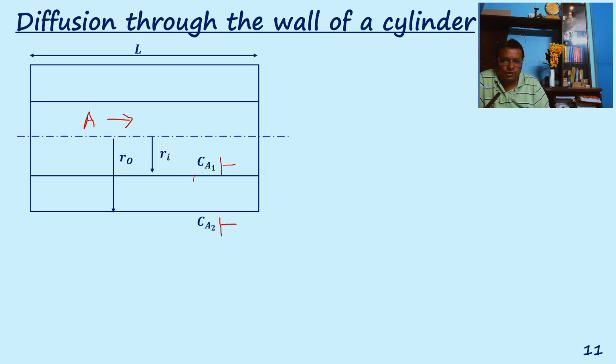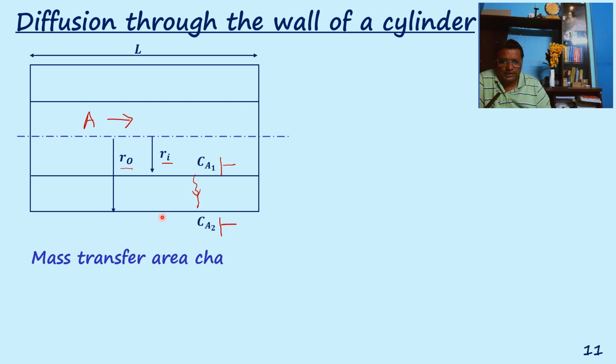So after diffusing through the solid wall and coming to the outer surface, A may get lost into the atmosphere, in which case we can say that this will be zero, because as soon as A comes to the outer surface, it will be immediately removed by the air outside the cylinder. Okay, so you have inner radius Ri, outer radius R0, and A is flowing through it. On the inner surface, the concentration of A is Ca1, on the outer surface, the concentration of A is Ca2, and the length of the cylinder is L.